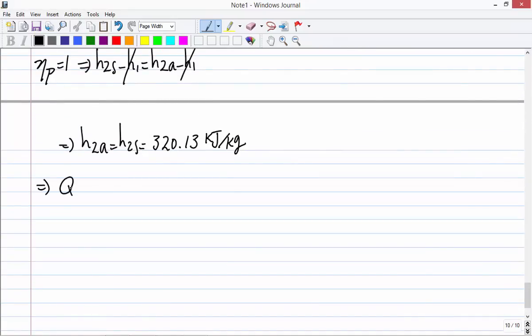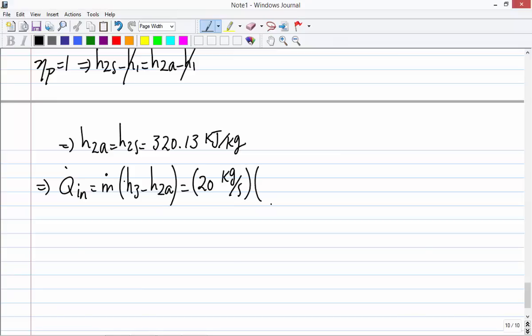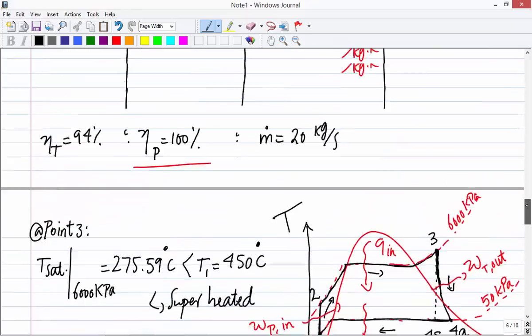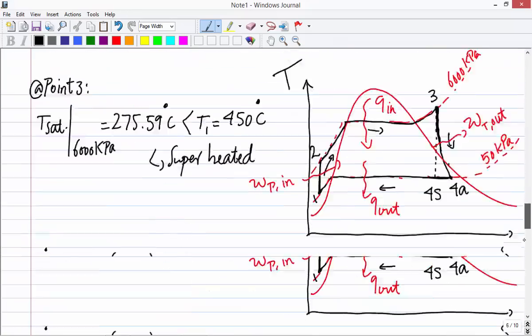Therefore, Q dot in, which was m dot times H3 minus H2 actual, or whatever, because this efficiency is 100% in the pump, that would be 20. Now we have all the parameters on the right hand side, times. You can just check it out in the table. See, H2, H3, H2A, H3, we have them.